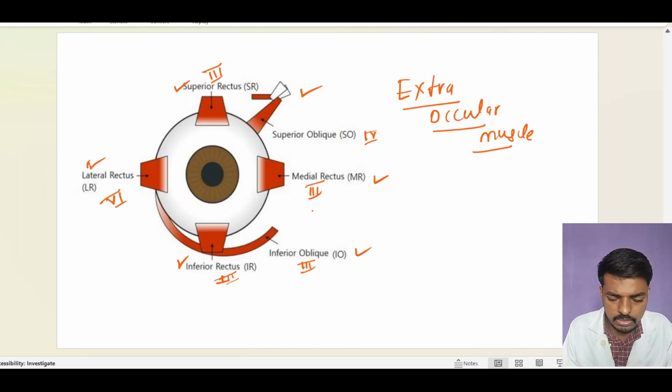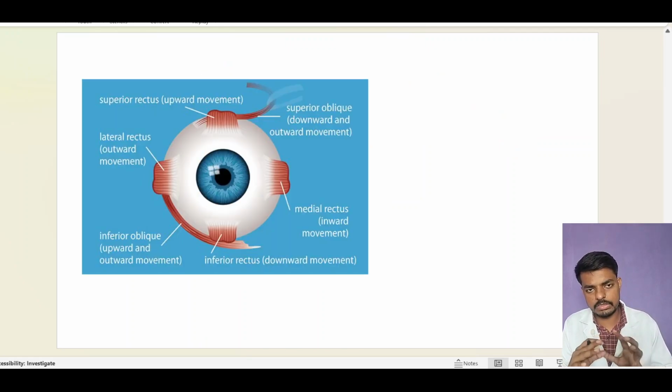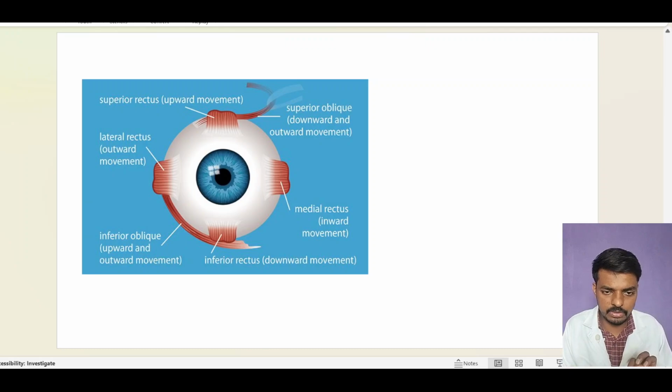We have seen the 3 cranial nerves responsible for the extraocular muscle supply, which is responsible for movement of our eyeball. So which nerve rotates our eyeball in which direction? That is the question which was asked in your last AIIMS, so that is very important. The superior oblique muscle is supplied by cranial nerve number 4, that is our trochlear nerve.